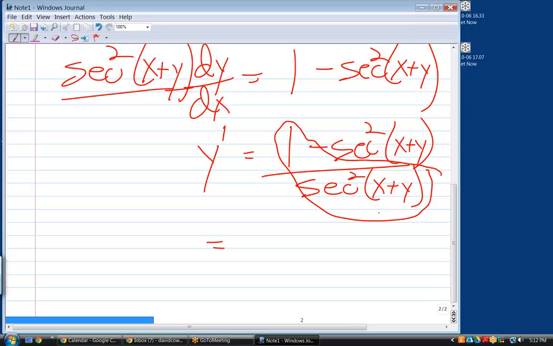Yeah. Now to simplify that, I'm going to split it into 2 fractions. Okay. First fraction is 1 over secant squared x plus y. That's the same as cosine squared x plus y.